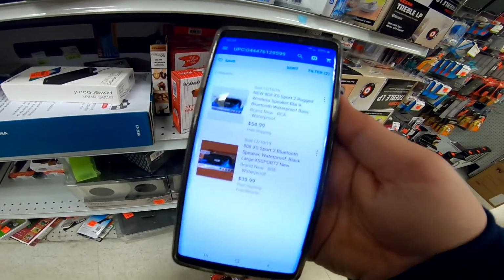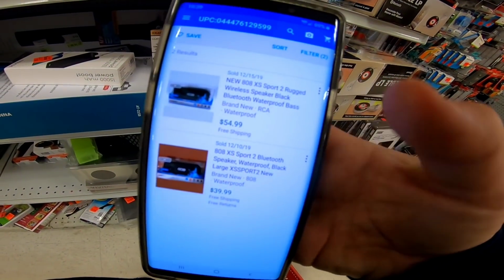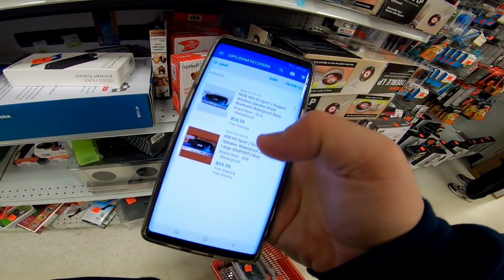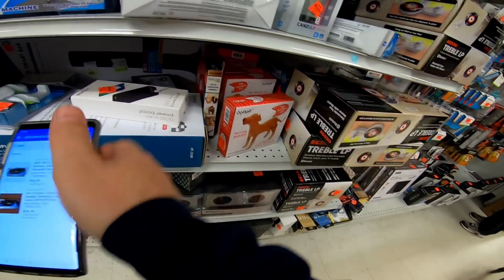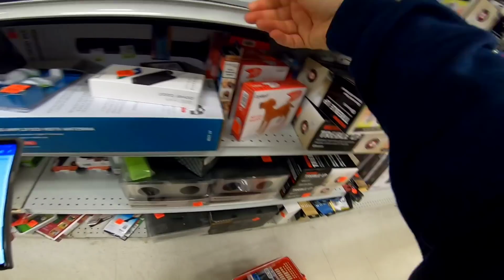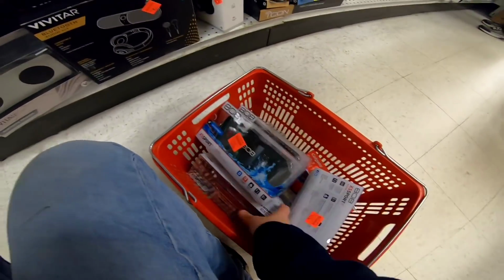I did go ahead and look it up on eBay as well, and there were 2 sold comps, one for $54.99 and one for $39.99. So with a buy cost of only $14.99 each, I decided to take a chance and pick up 4 of these.